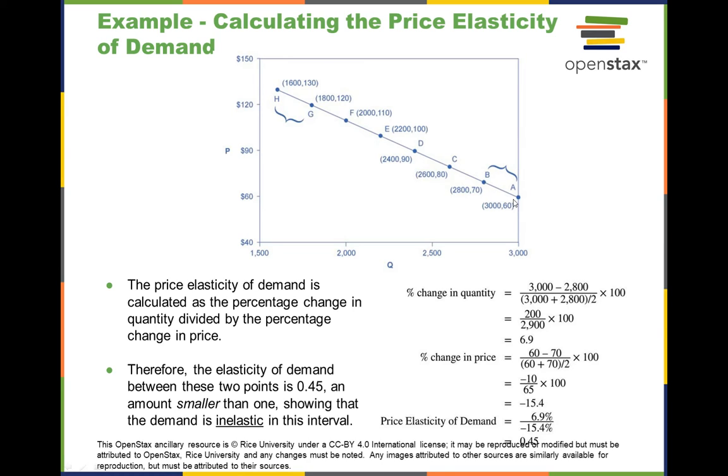And so this is a demand curve. Following the law of demand, obviously, when the price is high, quantity is lower. When the price is lower, quantity is going to be higher. And we're looking at the change from these two points here.